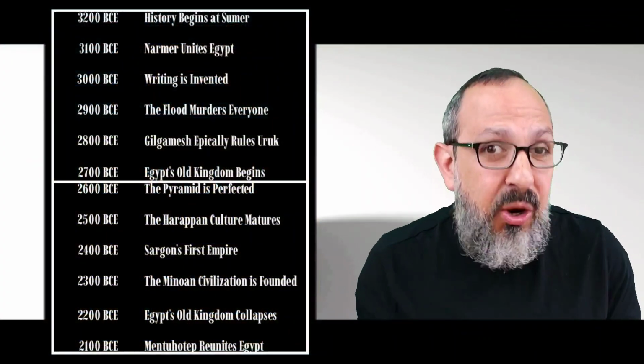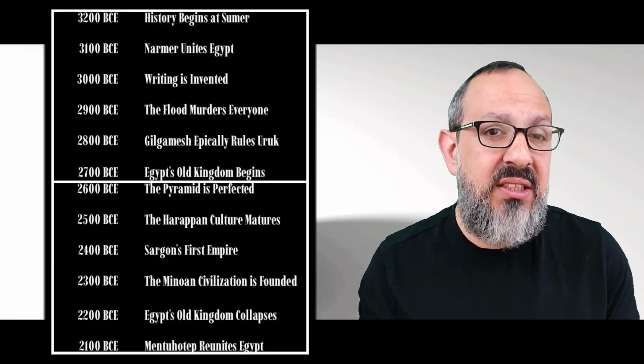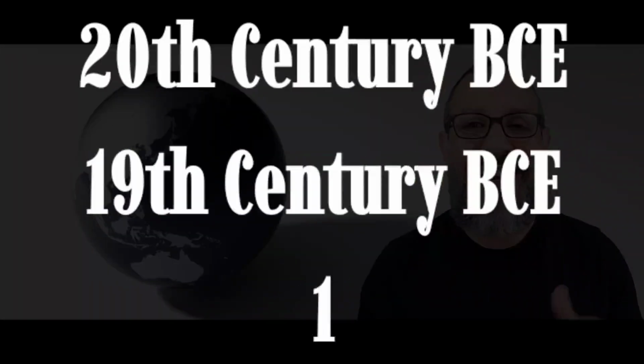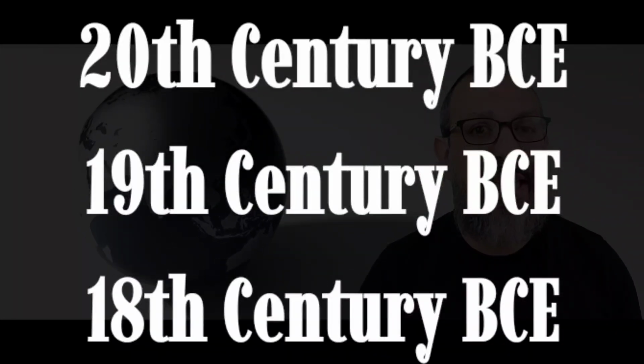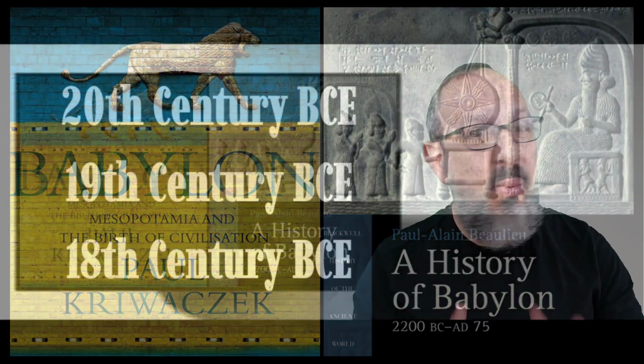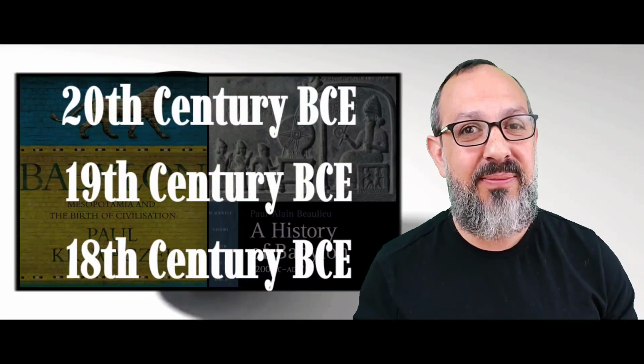Now, so far in this project, I've already covered 12 important events over the previous 12 centuries, so go check out those videos if you want. But in this video, I'll be covering 3 events in 3 centuries, the 20th, the 19th, and 18th centuries BCE, and all of them are connected to the ancient great city of Babylon. So without further delay, let's get started.